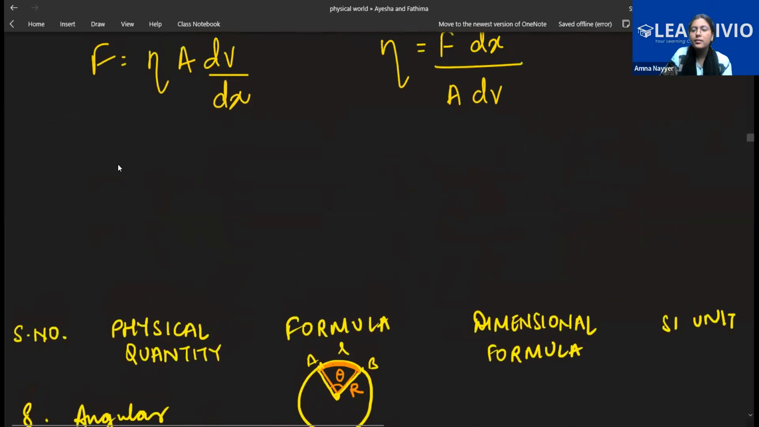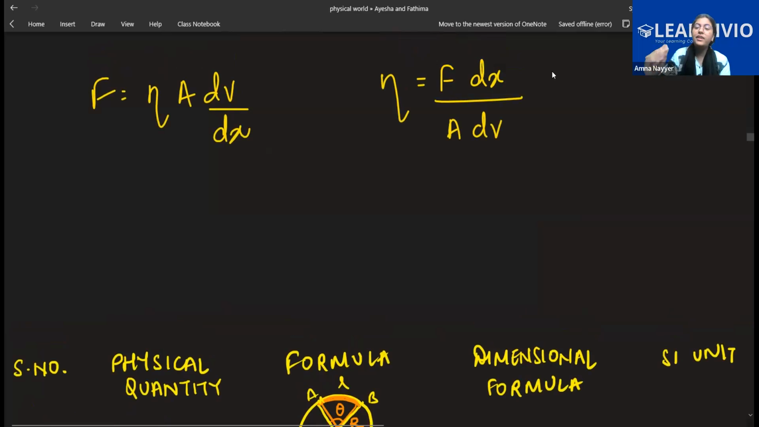Ma'am, dx is change in infinite? Yes, change for infinitesimally small quantity. The symbol D is for the very small change. But when I say dV, it means small change in velocity. When I say dx, it is small change in thickness. Okay, so x means thickness and v means velocity. V is the velocity, yes.